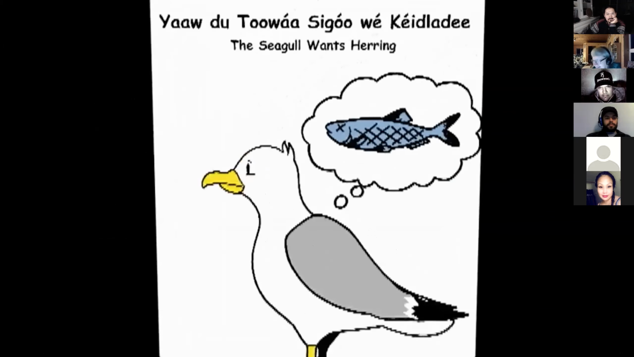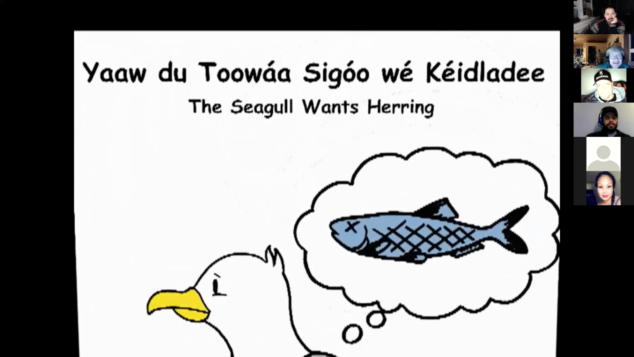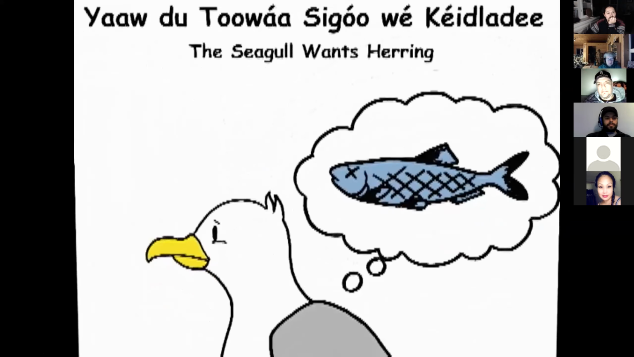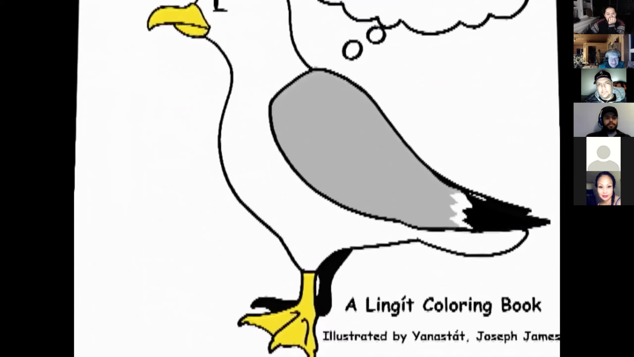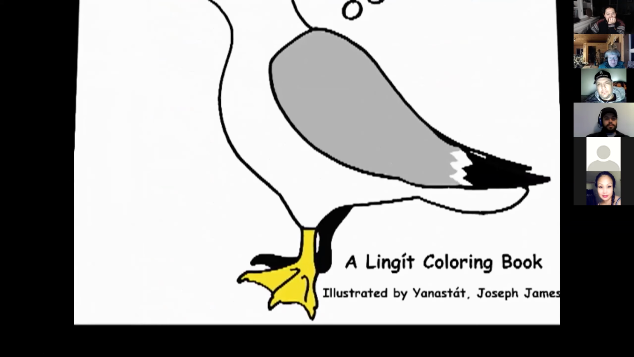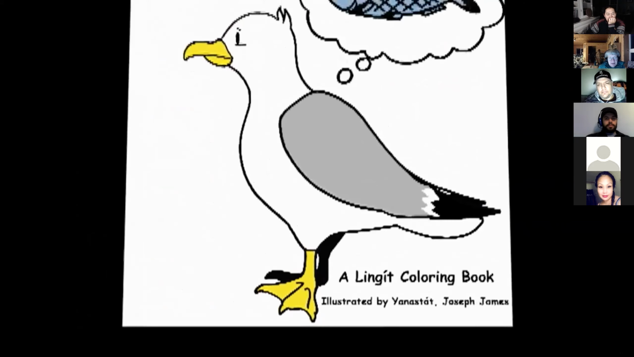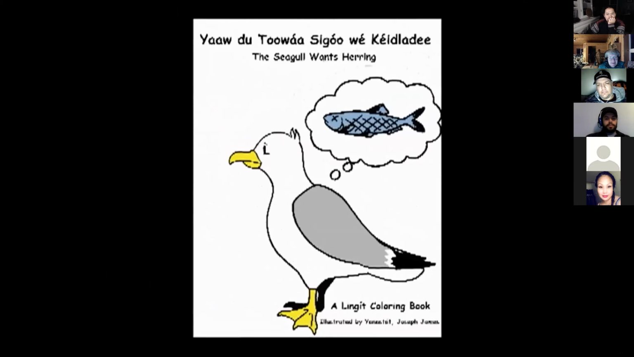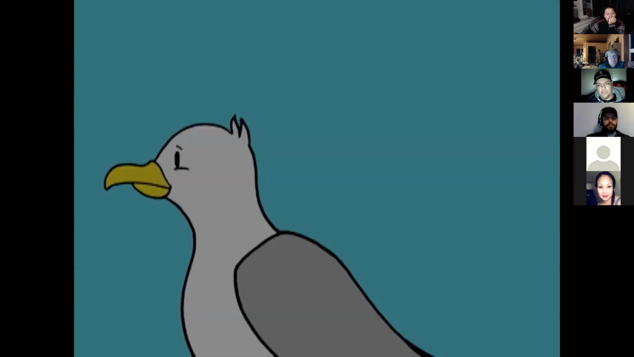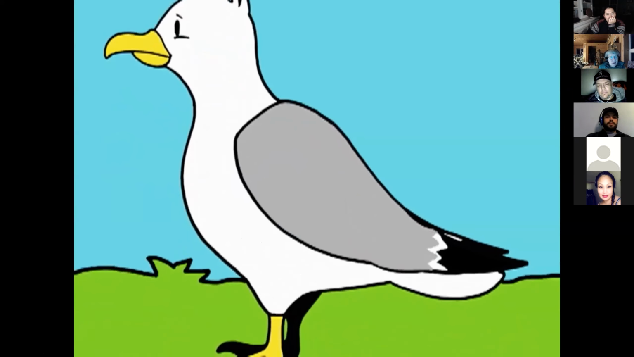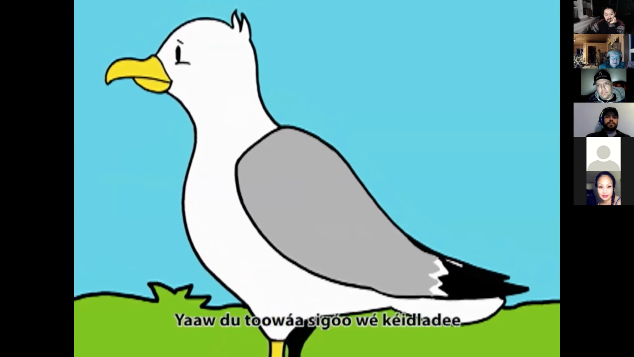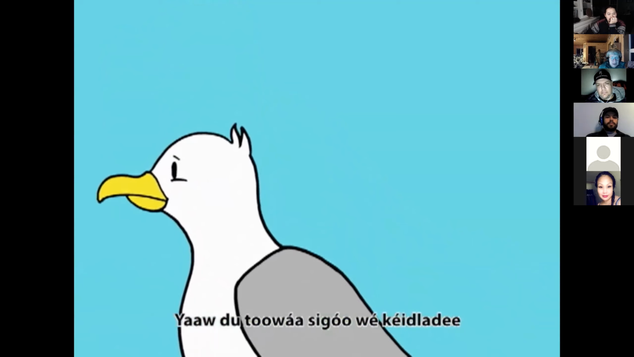Yaaw du Tuwáa Sigóo Kéidladi, the Sigóo herring. A Tlingit coloring book, illustrated by Joseph James. Yaaw du Tuwáa Sigóo Kéidladi.